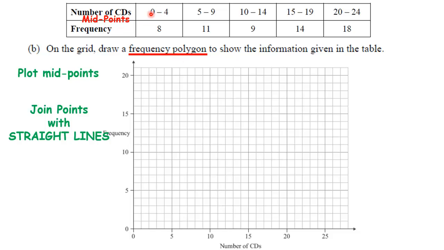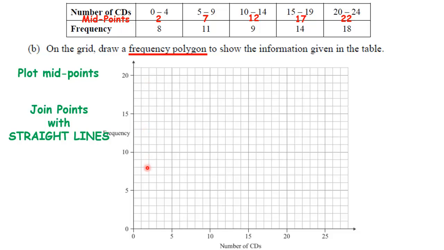So identify the midpoints. What's the halfway point from 0 to 4? If you're in a jam with these, add the two numbers and divide by 2. So the midpoint is 2. 5 to 9, add them up is 14, divided by 2 is 7. 10 to 14, add them together is 24, divided by 2 is 12. 15 to 19, add them together and divide by 2. So 15 add 19 is 34, divided by 2 is 17. 20 add 24 is 44, divided by 2 is 22. So I've got all my midpoints and I need to plot them against those frequencies.